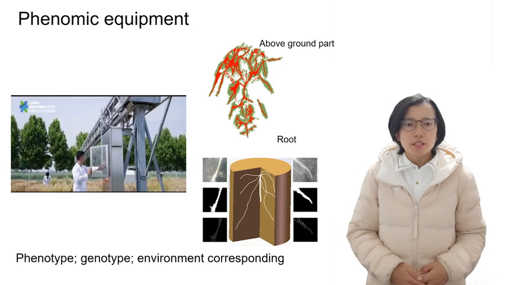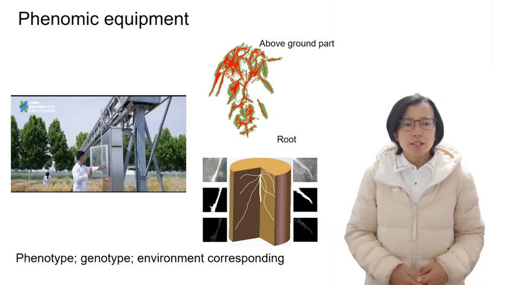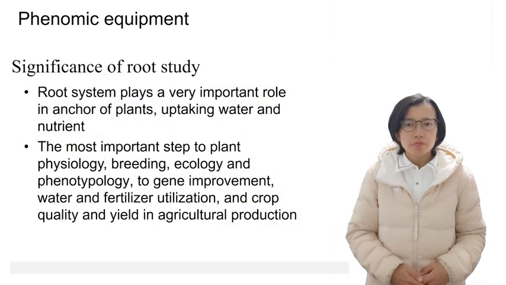But root is in soil. It is opaque for us to see it. It is also opaque for the machineries to see it. As we all know, root is very important for the growth of plants. The root system plays a very important part in anchoring plants and uptaking water and nutrients.